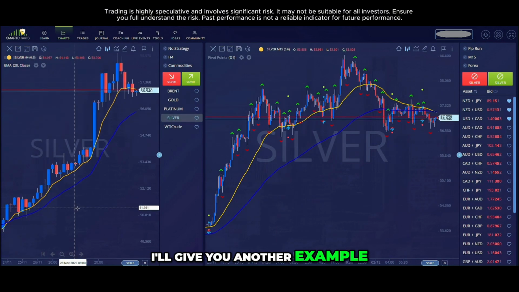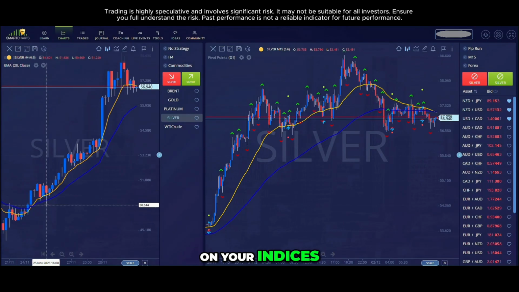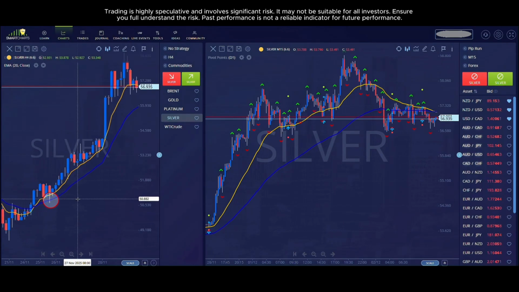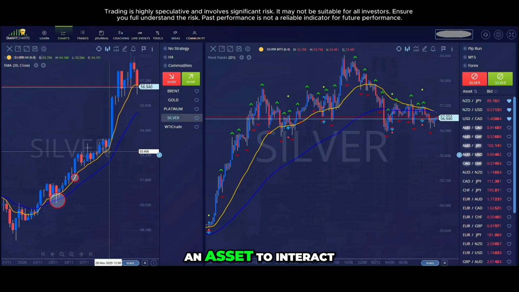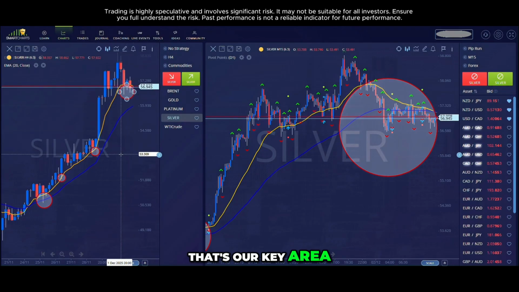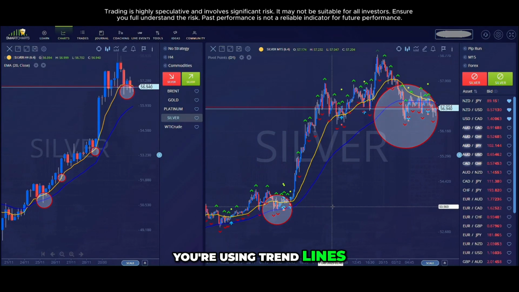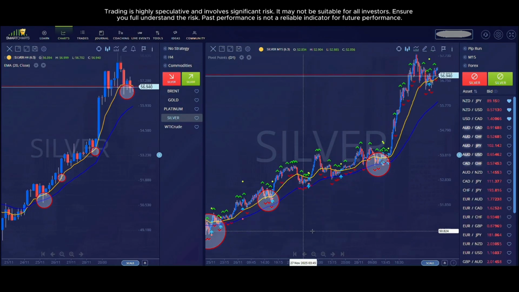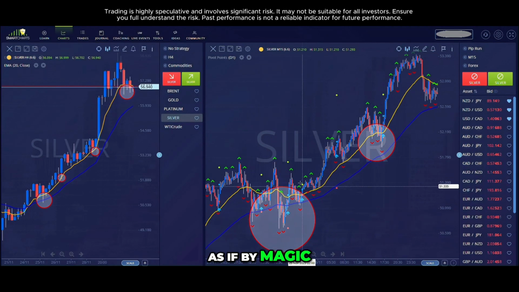I'll give you another example, and you can do the pip runner on your commodities, you can do them on your indices. As long as you are following the rules, you can trade them on any asset. And we're looking for an asset to interact and touch an average. It's our key area. If you're not using averages, you're using Fibonacci's, you're using trend lines. Look at this. As if by magic, there are signals within these areas.